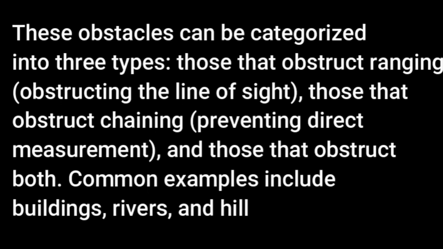The ones that obstruct the line of sight, and those which obstruct the chaining, that is the measurement in a direct form. And then there are a few others, which is a very common one, which affects both chaining and even the measurement, that is the ranging and measurement. Some of the common examples are building, river and hill. So we are going to discuss in this video all of them and how we overcome these obstacles in particular as well.